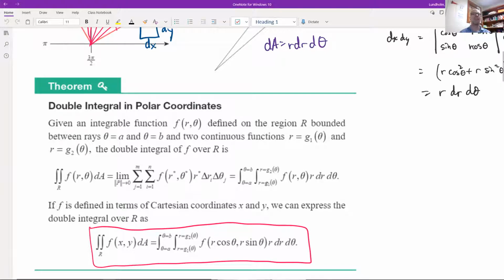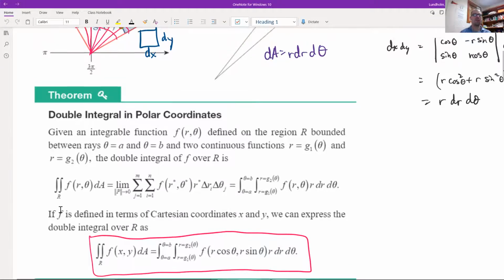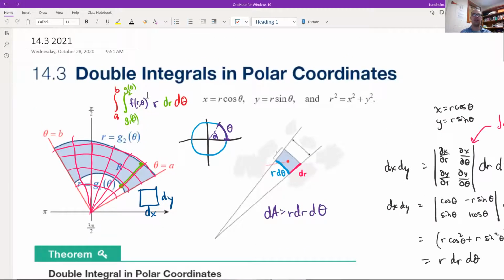So this is great if you're translating, but if you're already given a function in polar coordinates, writing it this way is overblowing it. If you're given a function in polar coordinates, then you're just going to plug that function in polar coordinates right there. Okay.